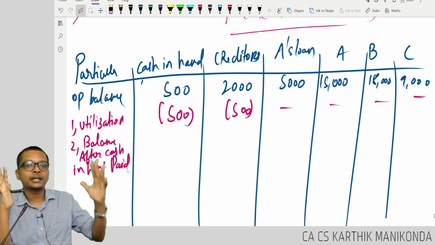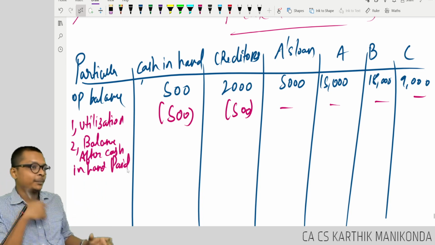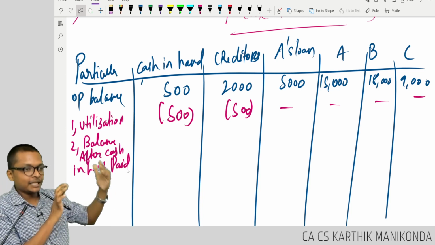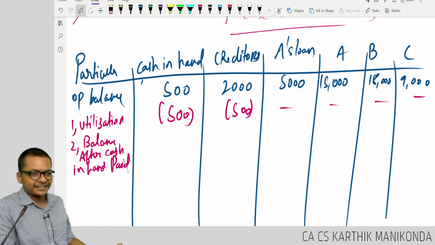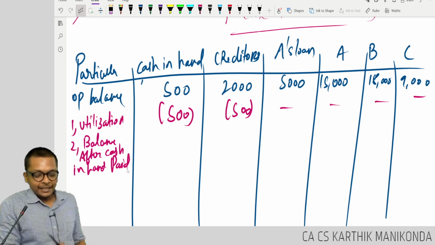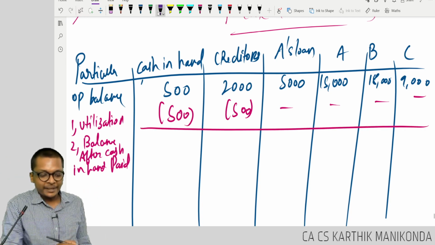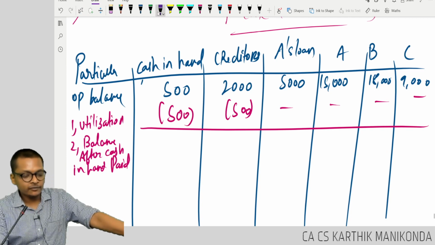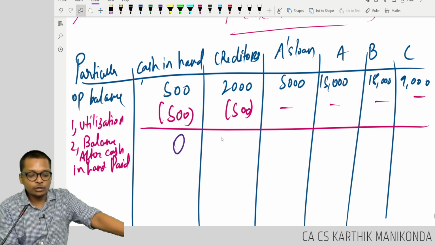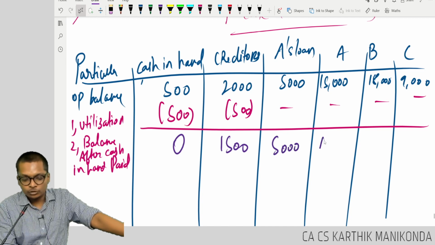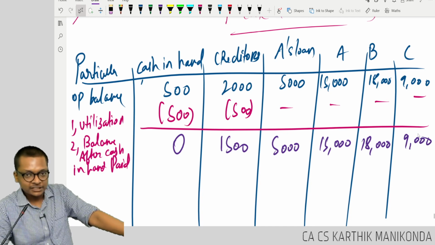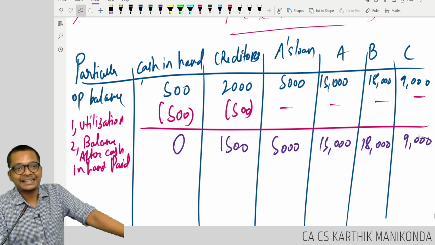Particulars should be big, guys. You have to explain what is happening. Here it's little small, but make it little bigger. Always write it big: balance after cash in hand. So after paying the first 500, what do you have? Cash is 0. Creditors became 1,500. Rest is the same. So write again and draw one line. Are you following? So first 500 is given to my creditors.